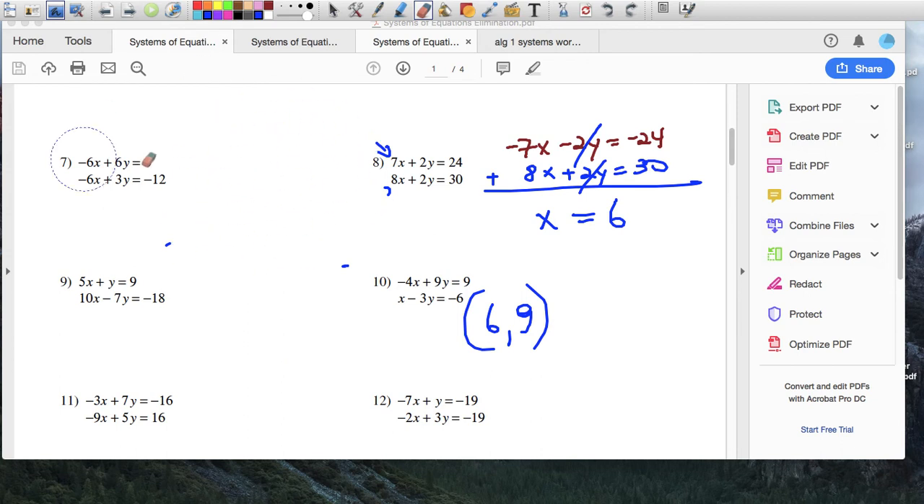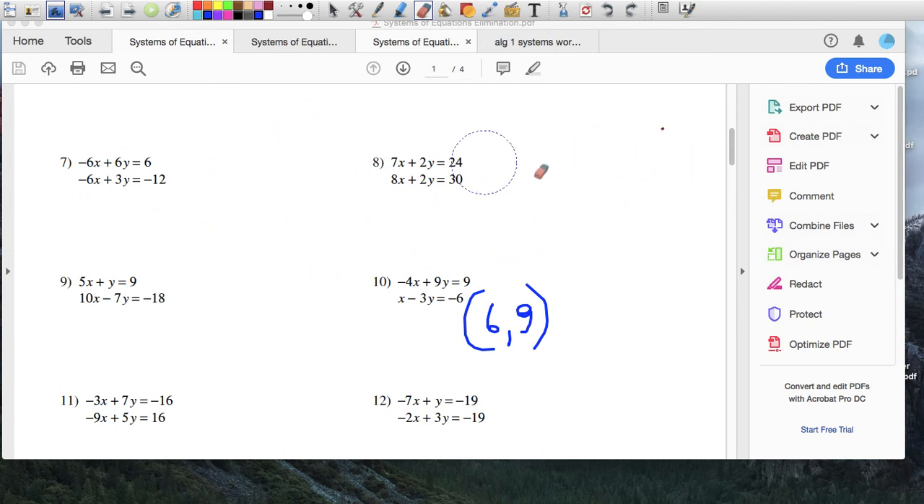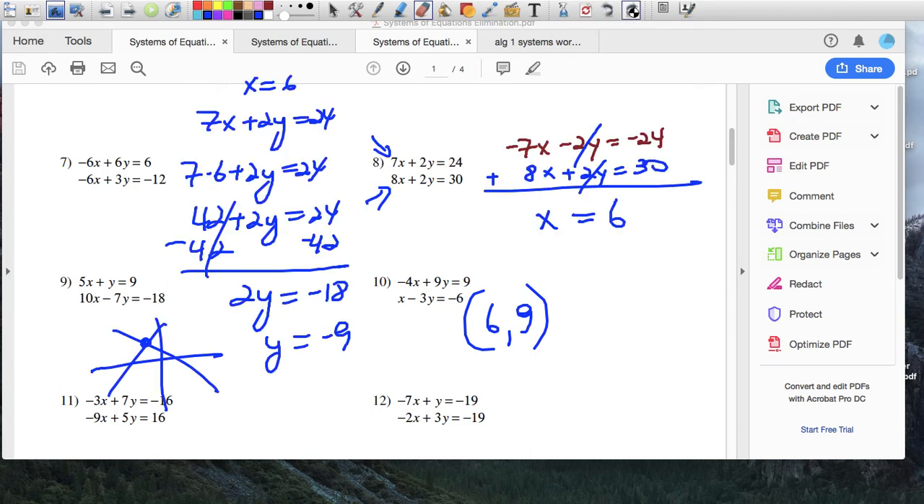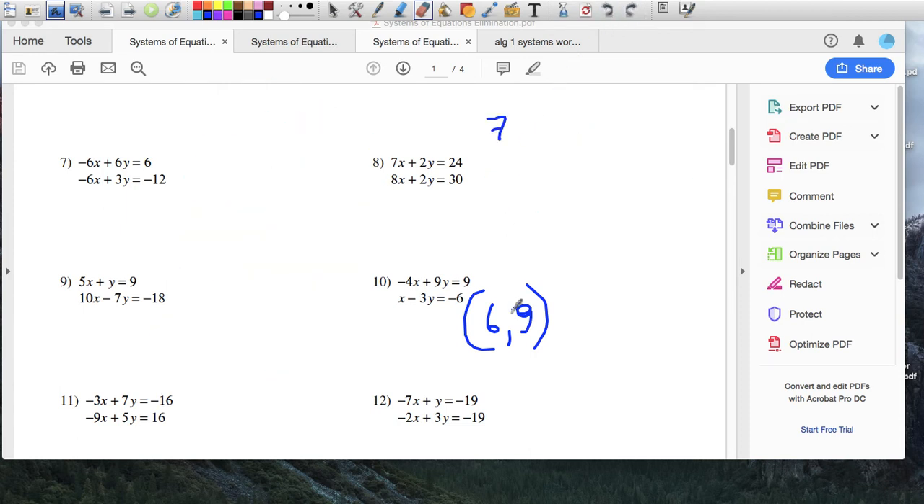check. What I'll do right now is I'll erase it. I found my point of intersection. Hopefully that was 6, 9. And I'm going to take that and replace it here. So I get 7 times 6 plus 2 times 9, and I know that's not right. Was it negative 9? Let me go back. Yes, it was negative 9. So 7 times 6, right, because this x is 6, plus 2 times negative 9 equals 24.